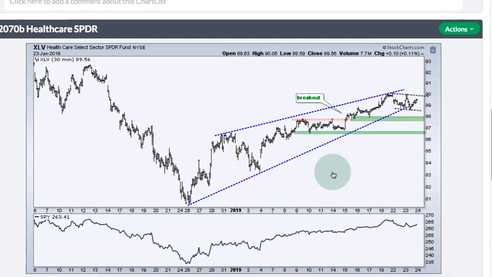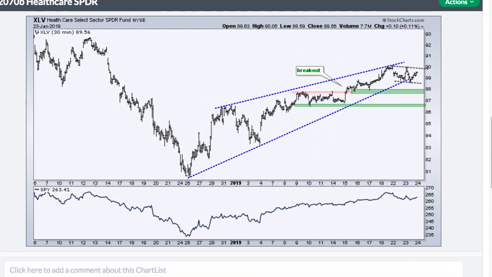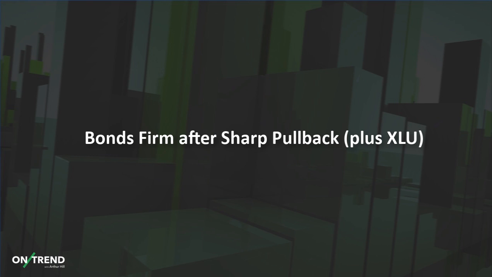And if we look at the 30-minute chart for XLV, we can see a broken resistance turned support there, and then support from that mid-January low around 86.5. So it's interesting because stocks are looking a bit toppy and bonds are looking like they want to bottom. So let's look at those in detail.